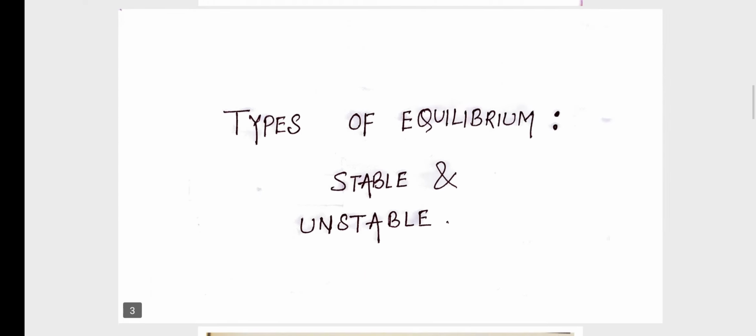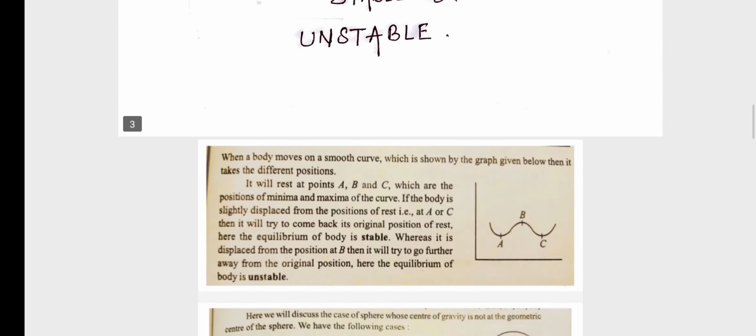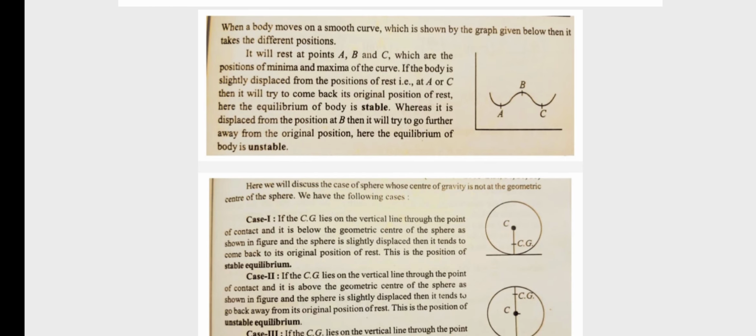Now coming on to the types of equilibrium, which are stable and unstable equilibrium. When a body moves on a smooth curve, as shown in the figure below, it will rest at points A, B and C, which are the positions of minima and maxima of the curve. If the body is slightly displaced from the positions of rest, that is at A or C, then it will try to come back to its original position of rest. Here, the equilibrium of the body is stable at A or C. Whereas if it is displaced from the position at B, then it will try to go further away from the original position. Hence, the equilibrium of the body is unstable at B.